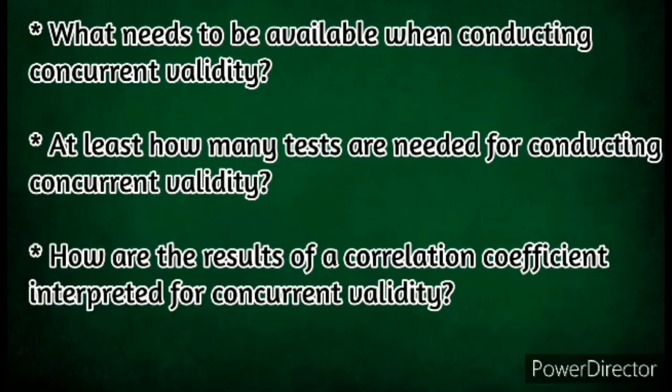To conduct concurrent validity, these are the three main questions that we must consider. The first one is, what needs to be available when conducting concurrent validity? The second one is, at least how many tests are needed for conducting concurrent validity? And the last question is, how are the results of a correlation coefficient interpreted for concurrent validity?